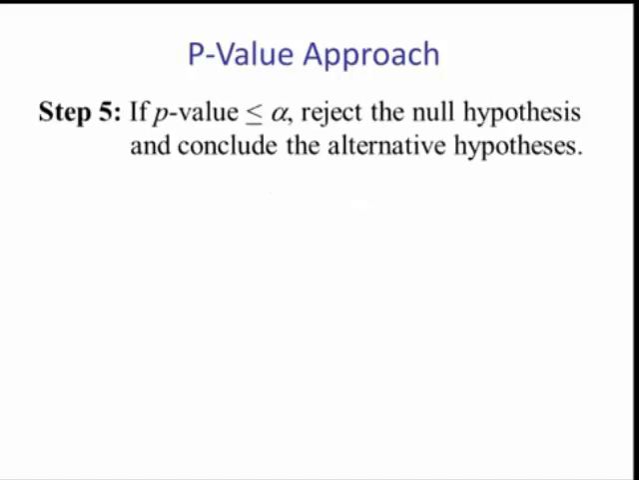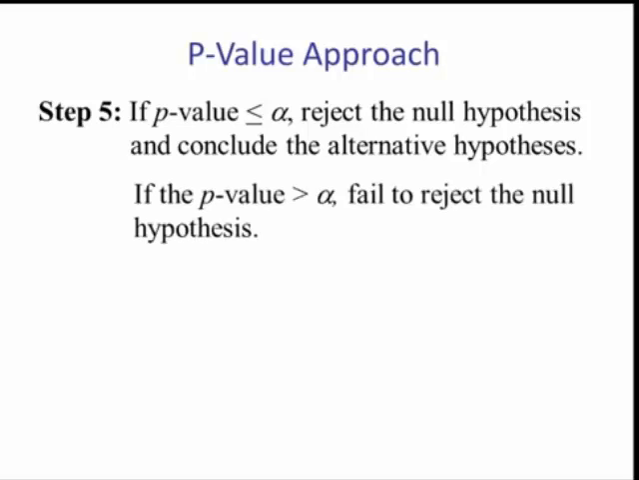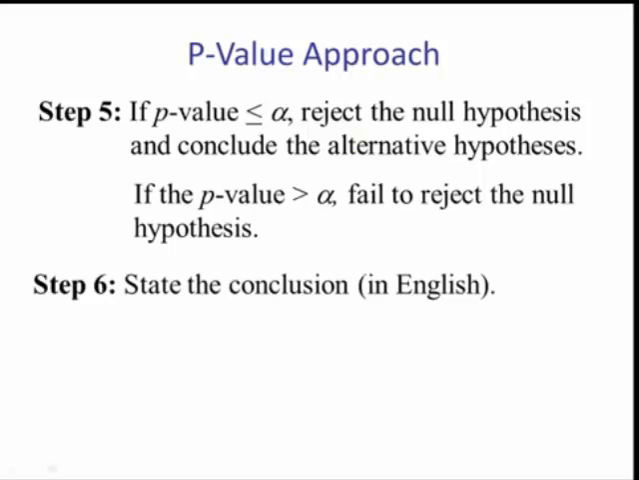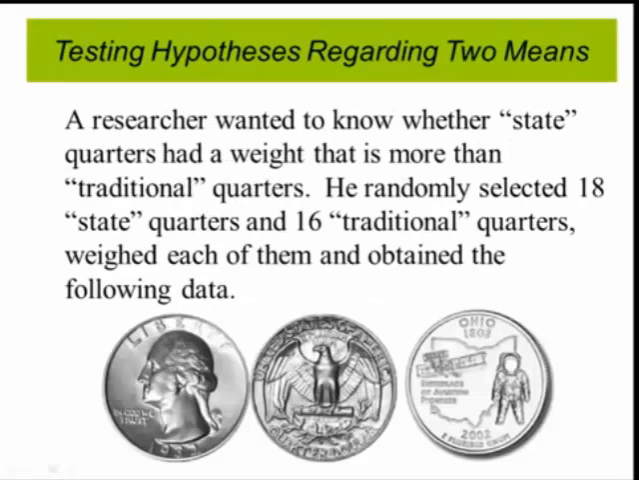Step number 5, as before, if the p-value is less than or equal to alpha, we reject the null and conclude the alternative. If the p-value is greater than alpha, we fail to reject the null. Step number 6, we state the conclusion in English. Let's look at an example.